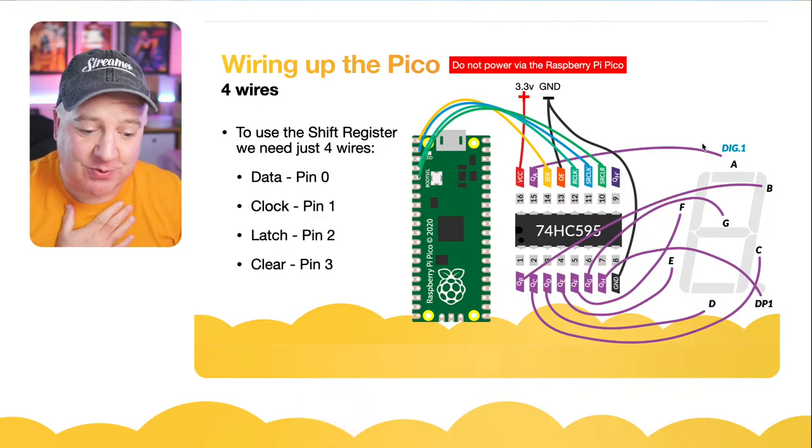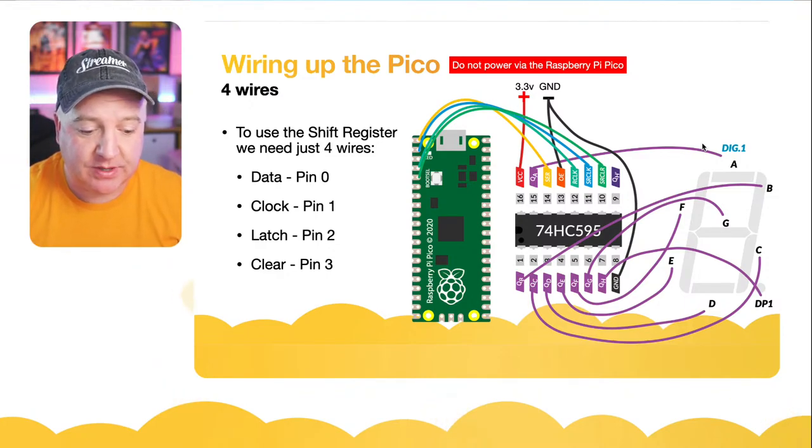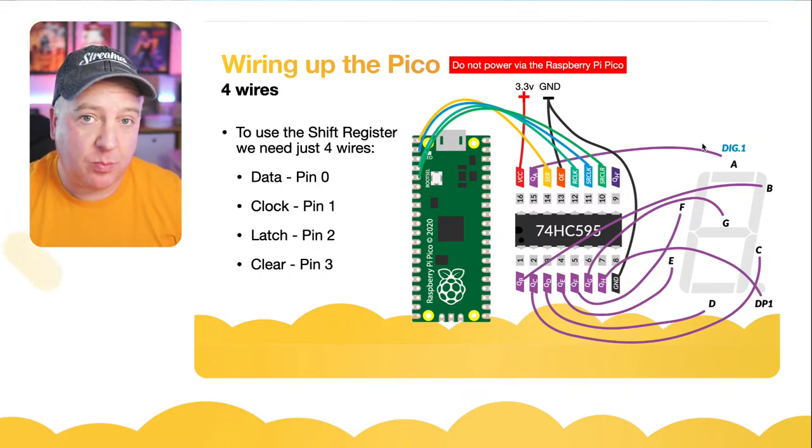So what I've done there is I've used pins 0, 1, 2 and 3. 0 is our data pin, 1 is our clock pin. Then we have the latch pin on pin 2 and clear attached to pin 3. And these are just of type pin output in MicroPython.